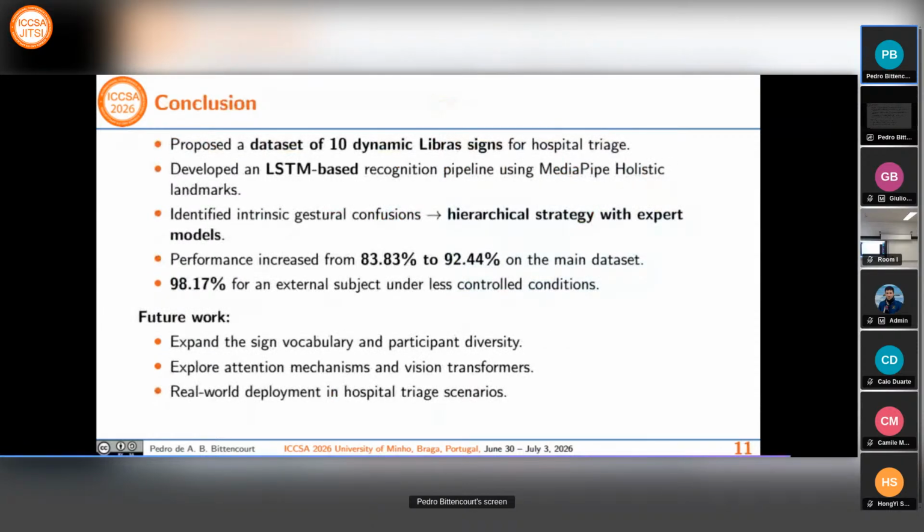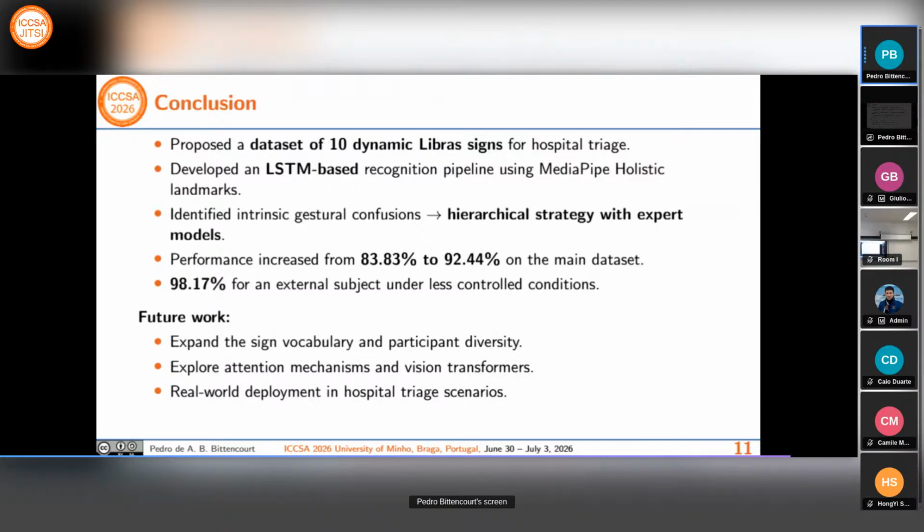So to conclude, in this work, we propose a dataset of 10 dynamic Libras signs for hospital triage. We developed an LSTM-based recognition pipeline using MediaPipe Holistic landmarks. We identified intrinsic gestural confusion between sign pairs and proposed a hierarchical strategy with expert models to address them. This increased performance from 83.83 to 92.44% on the main dataset and reached 98.70% for an external subject.